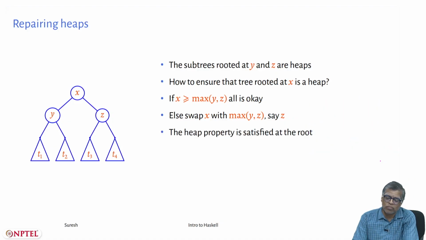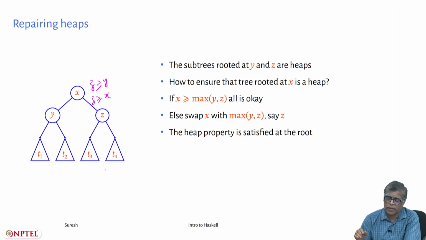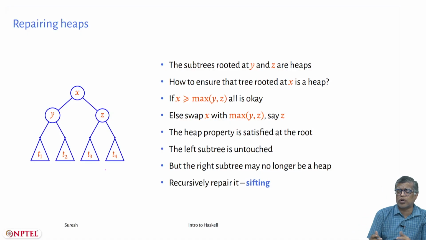Yeah. So the heap property is satisfied at the root. Here z is greater than or equal to y, z is also greater than or equal to x. So at this point it is fine, but the problem could be at the right subtree, rooted at x now and having T3 and T4 as its subtrees. The left subtree is untouched, but the right subtree may no longer be a heap. So you have to recursively repair it, and this is called sifting.